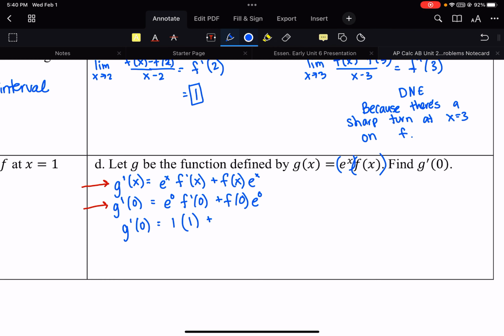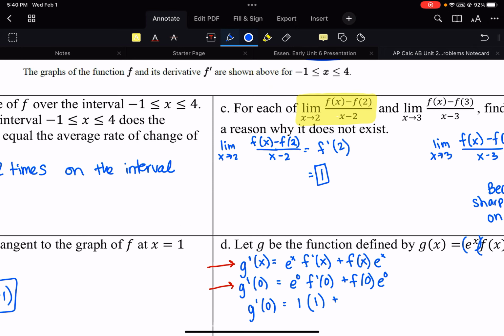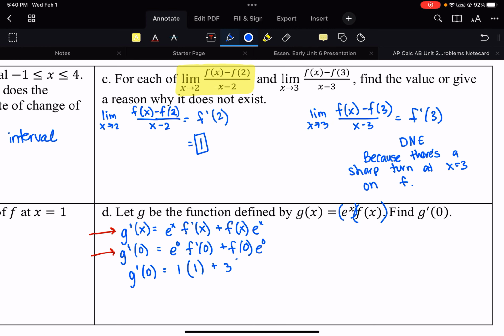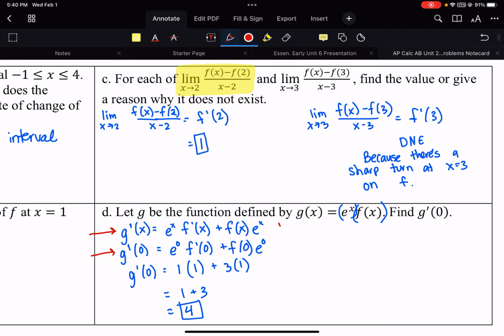And then I want f of 0, so I'm going back to my original function. F of 0 is 3. E to the 0 is 1, so I'm left with 1 plus 3, which is 4. So that would be g primed of 0. And again, let me double check the grading rubric on this and tell you how you get your points. So you get 1 point on this one for finding the derivative, so using your product rule, and then you get 1 point here for finding the 4.